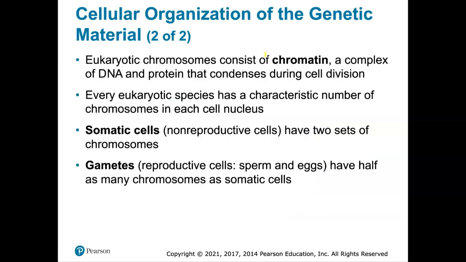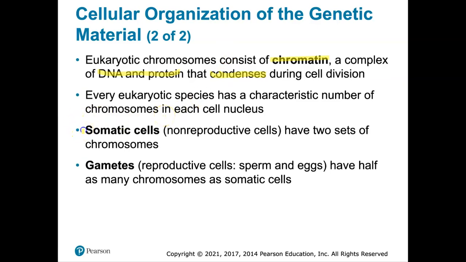All right, so eukaryotic chromosomes consist of chromatin, and chromatin is actually not just DNA. It's a complex of DNA wrapped around protein. And then when the cell is dividing, the chromatin condenses or coils into rod-shaped structures called chromosomes.